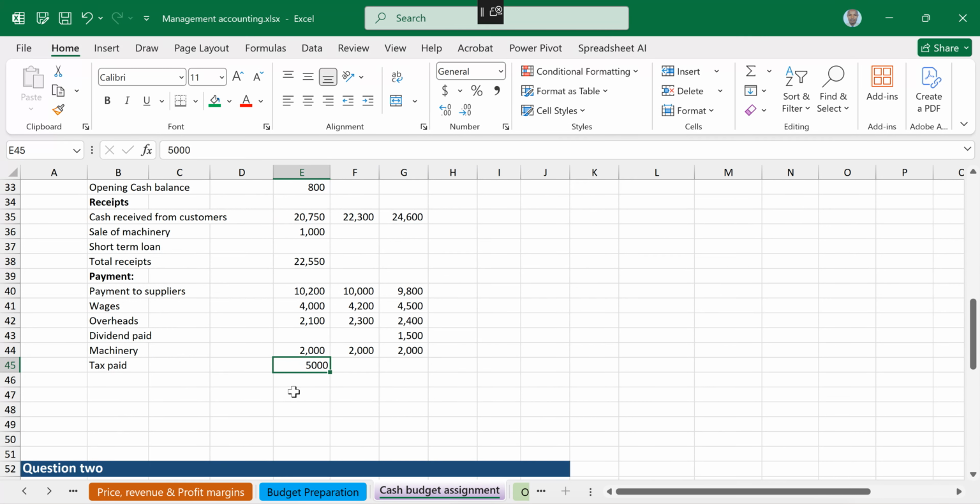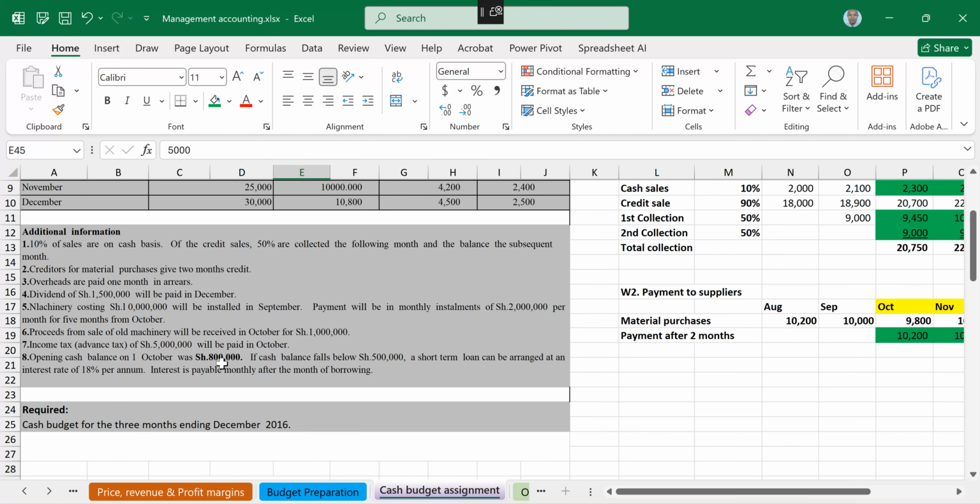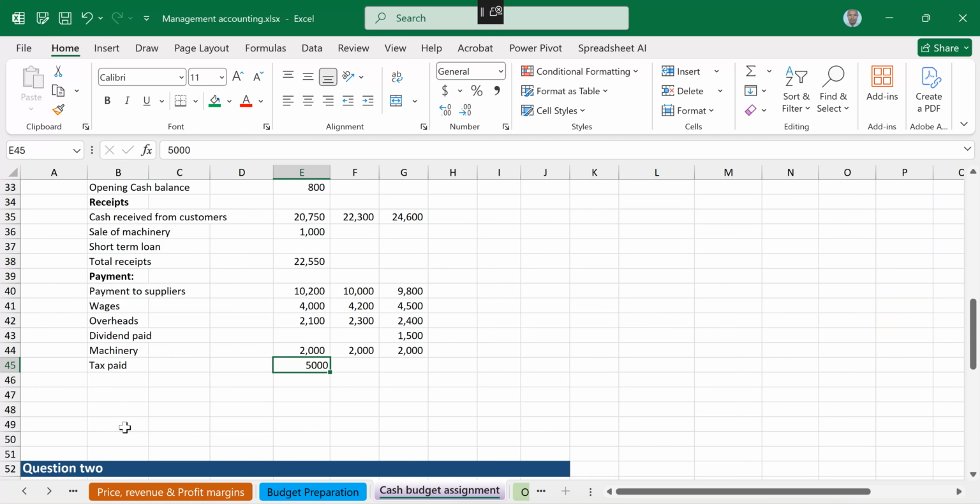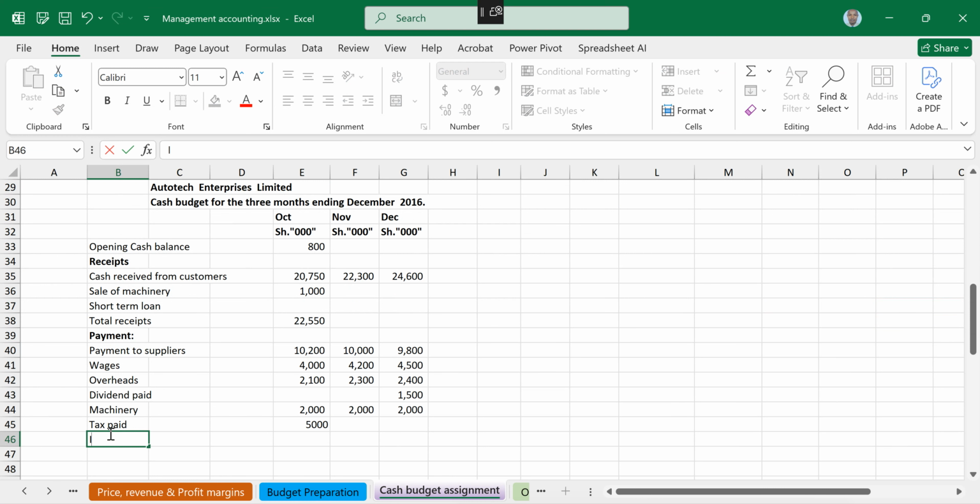Last part, opening cash balance on October was 800. We used that. If cash balance falls below 500, a short-term loan can be arranged at an interest rate of 18%. Interest is payable monthly after the months of borrowing. So if you borrow in October, you start paying interest in November. So interest on loan, we wait to see if at all there will be any interest there.